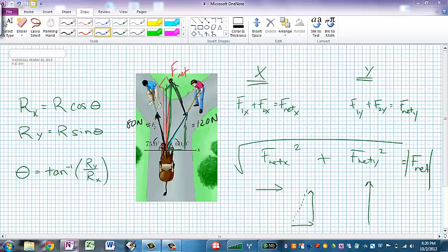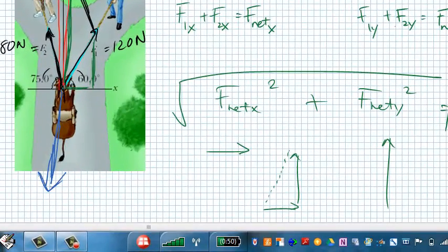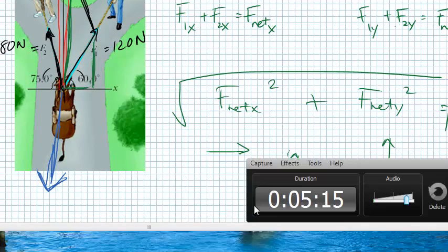Well, it would be exactly the same in magnitude as the F net that we find, but it would be exactly opposite in direction. Okay, exactly like that. So the same magnitude, opposite direction. Good luck.